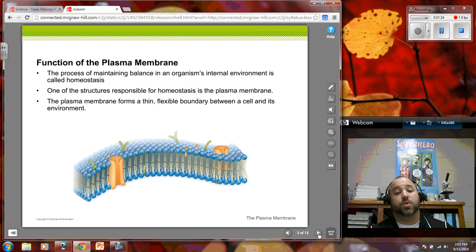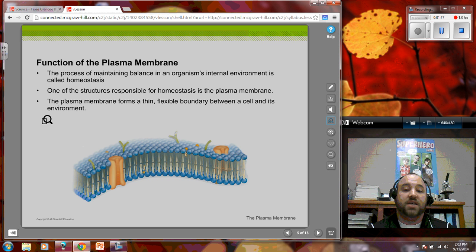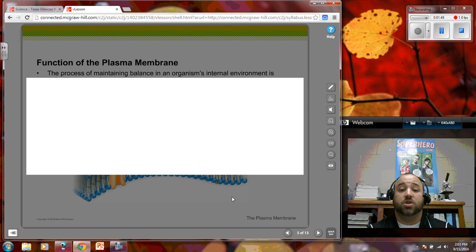This is a really good image of a plasma membrane. The function of a plasma membrane is the process of maintaining balance in the organism's internal environment. That's called homeostasis. That's what I was saying a second ago. One of the structures responsible for it is our plasma membranes. It forms a thin, flexible boundary between the cell and its environment. This right here, what we're observing, is actually a plasma membrane. It's a really good diagram of it.